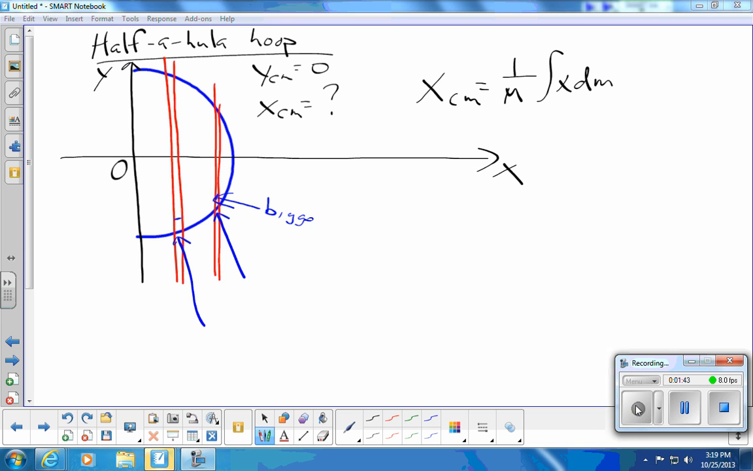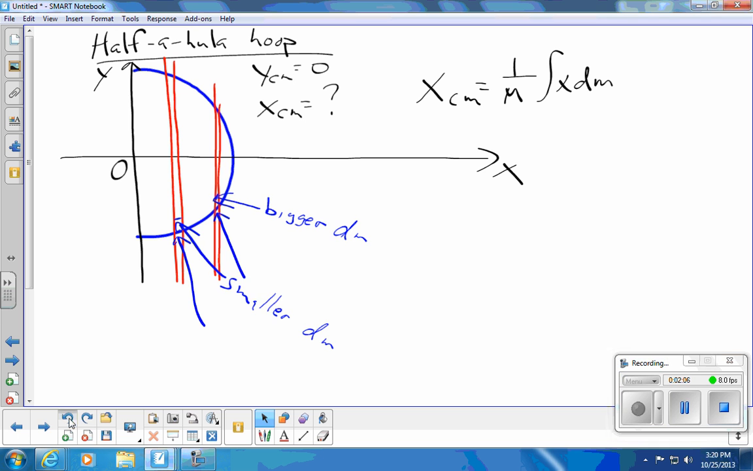bigger dm over here than the one over here. This piece over here is going to be smaller. Remember, they're both infinitely small, but one can be twice as big as the other one. And to actually try to relate how much mass each of those pieces has to where they are on the x-axis looks to me to be a very scary proposition. So I'm not going to do that. So I'm going to go back.